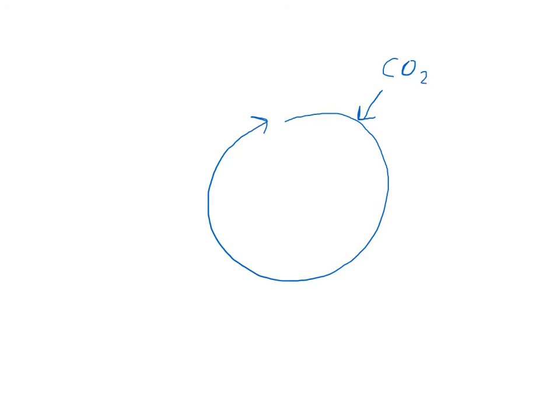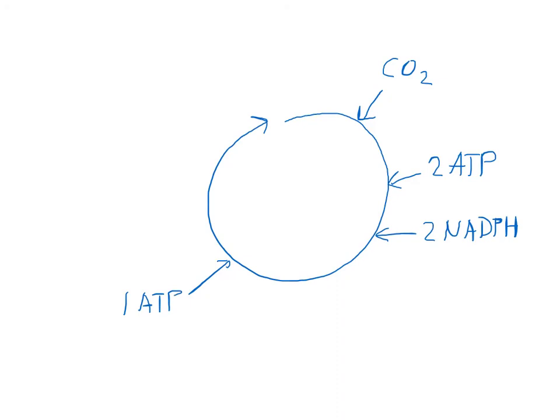A good way to remember this is that we can look at the Calvin cycle in one rotation, where we need 1 CO2 going in here, 2 ATP going in here, 2 NADPH going in here, and 1 ATP going in here. Just multiply this by 3 and you're almost there.